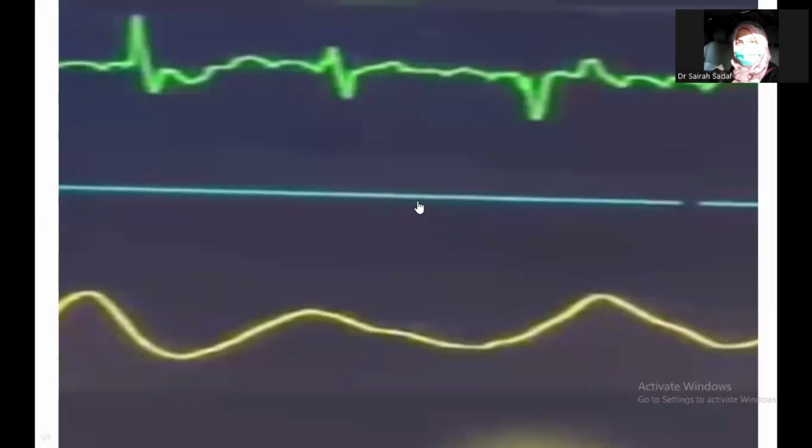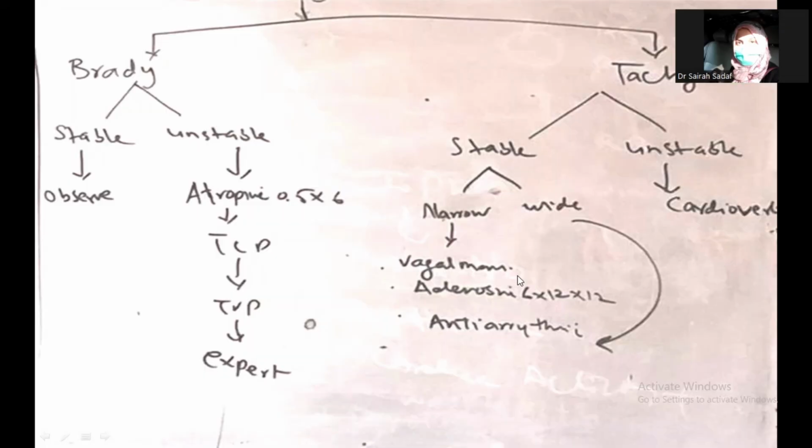Yes, this is atrial flutter with occasional atrial extra beats. The AHA guidelines. This is not from me. This is from the AHA. I have just summarized the whole management plan of the arrhythmias.